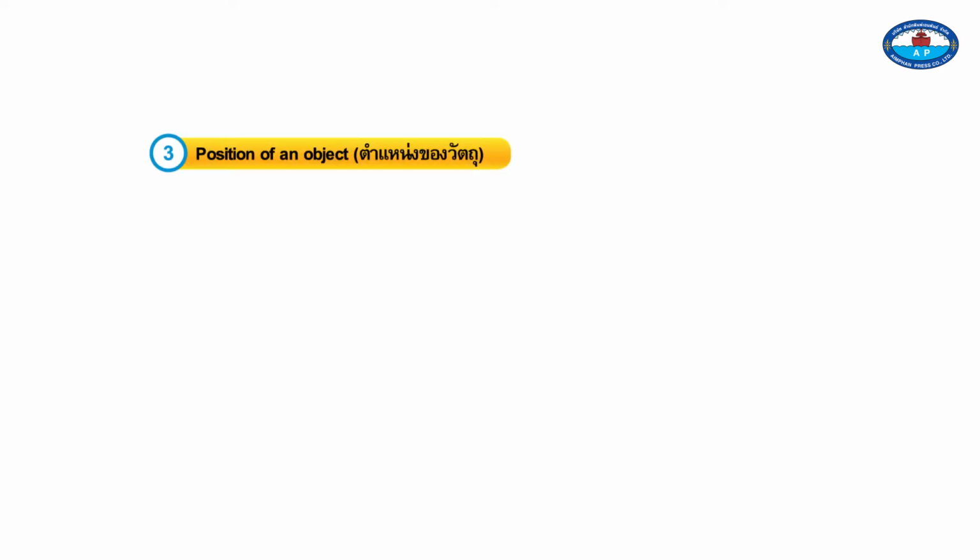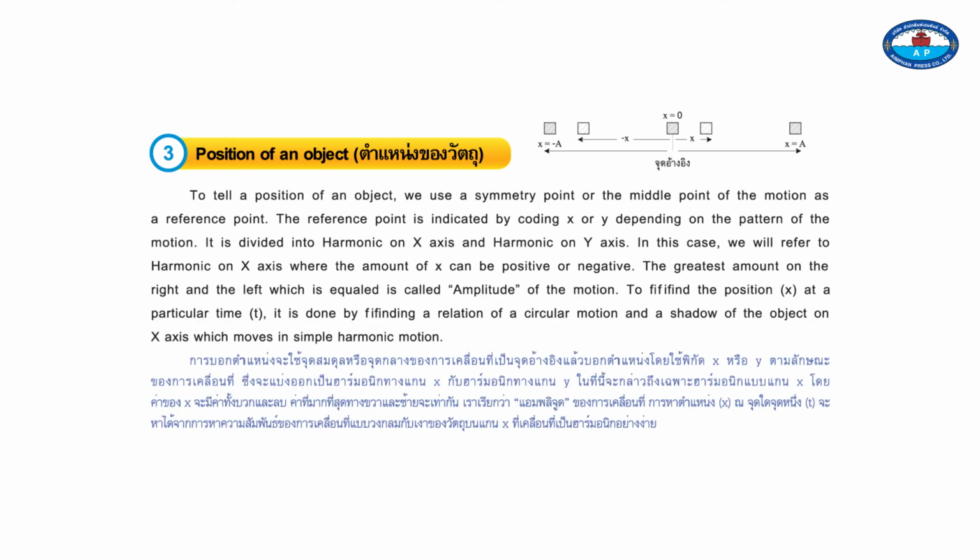3. Position of an object. To locate the position of an object, we use a symmetry point, or the middle point of the motion, as a reference point. The reference point is indicated by coding X or Y depending on the pattern of the motion. It is divided into harmonic on the x-axis and harmonic on the y-axis.